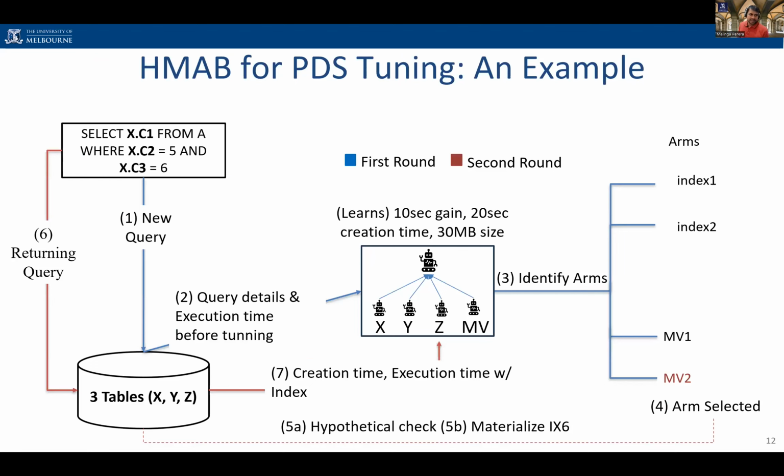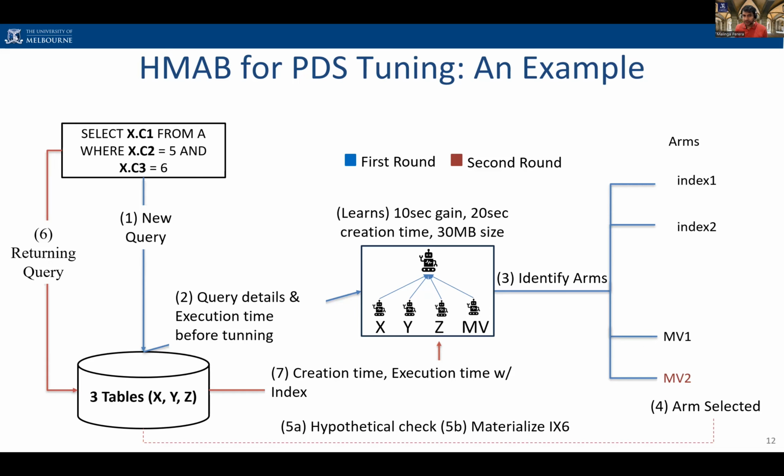In the top left corner, we can see a new query coming in, and the bandit observes that to understand the predicates as well as its payload. And it notes the running time of this query before tuning. Based on the predicates and the payload, the L1 bandit creates arms representing all possible physical design structures using these 3 columns. In this case, we will have arms for the bandit tuning table X as well as the MV bandit. And other table bandits will not have any arms right now.